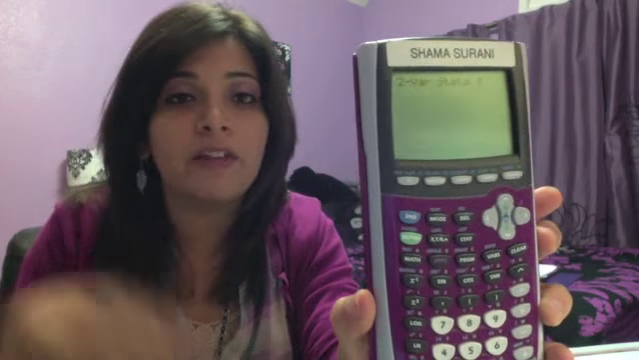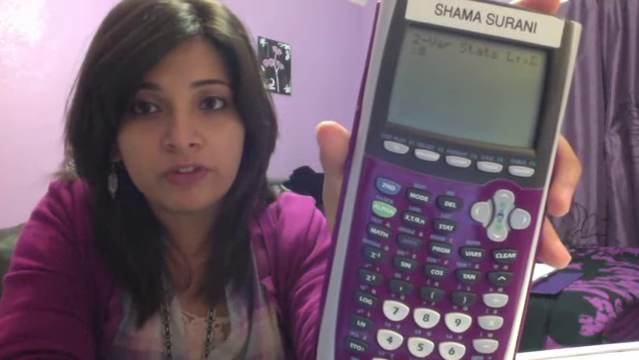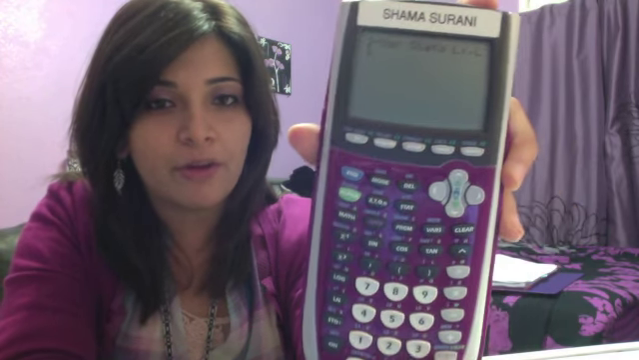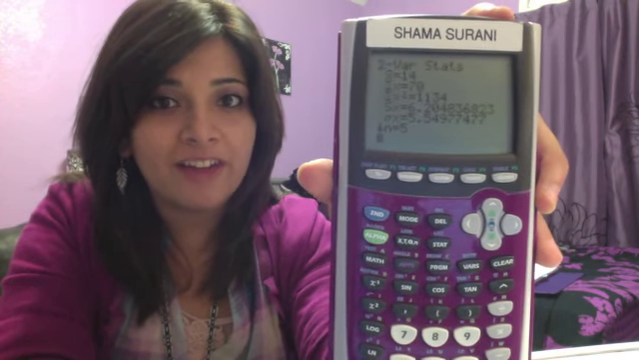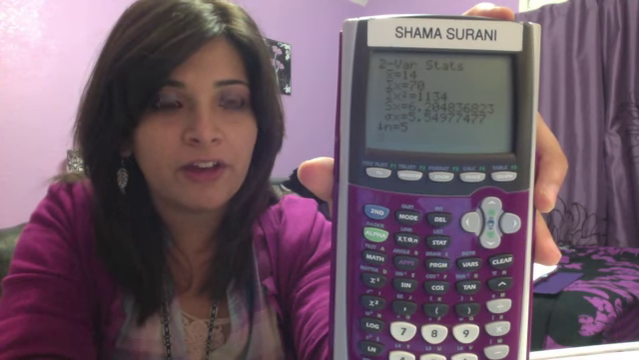If you put your data in list 1, press second 1, which will give you L1 for list 1. Then press comma, which is above the 7. Then press second 2, which will give you L2, your list 2. Then press enter. Look how beautiful that is.